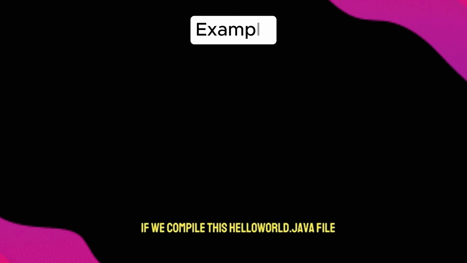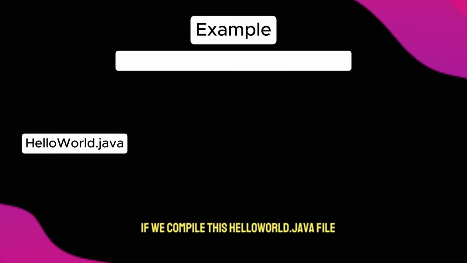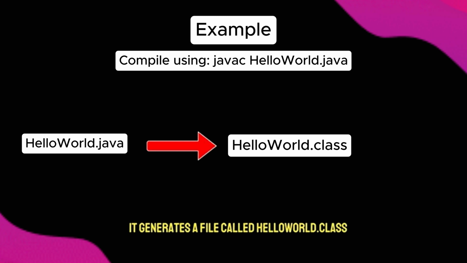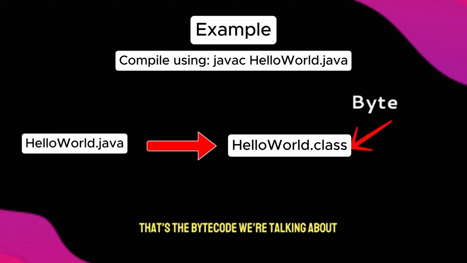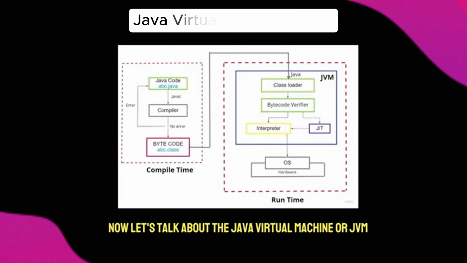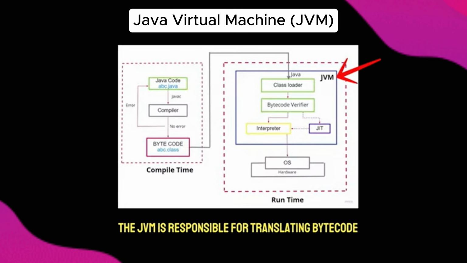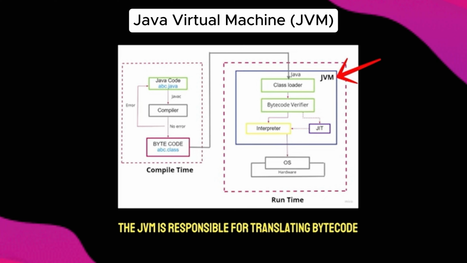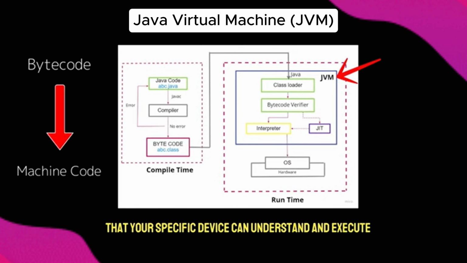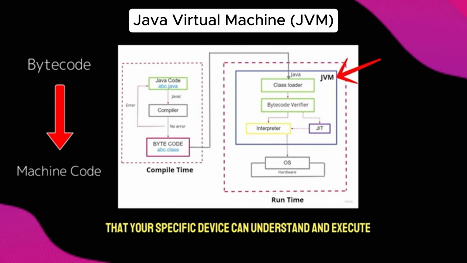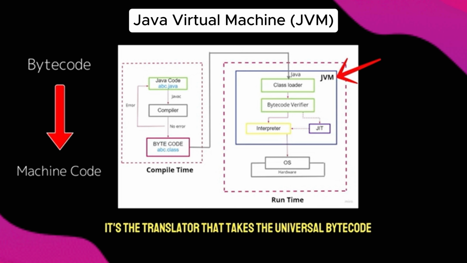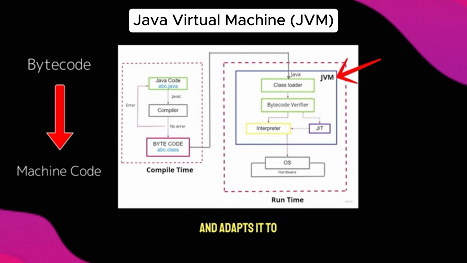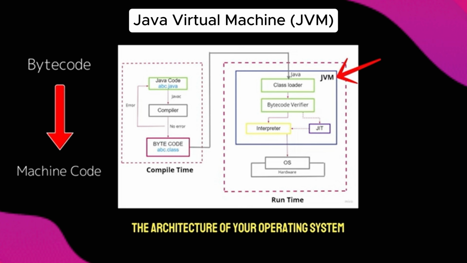For example, if we compile this hello-world.java file, it generates a file called hello-world.class. That's the bytecode we're talking about. Now let's talk about the Java Virtual Machine, or JVM. The JVM is responsible for translating bytecode into machine code that your specific device can understand and execute. It's the translator that takes the universal bytecode and adapts it to the architecture of your operating system and hardware.